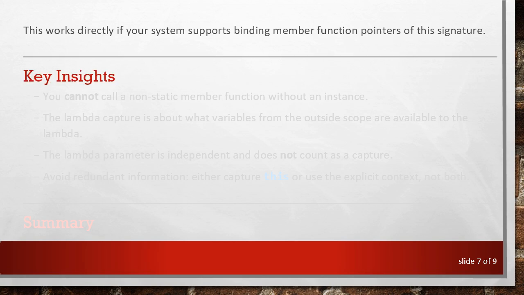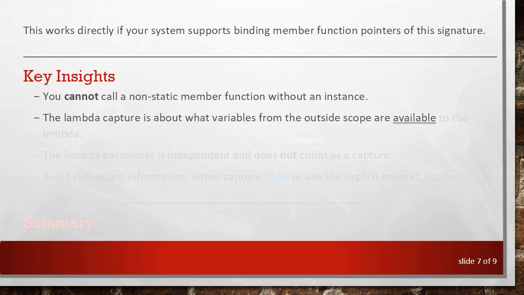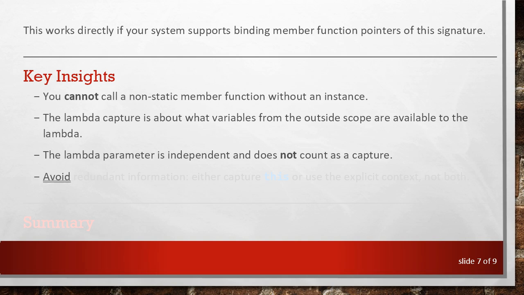Key insights. You cannot call a non-static member function without an instance. The lambda capture is about what variables from the outside scope are available to the lambda. The lambda parameter is independent and does not count as a capture. Avoid redundant information: either capture this or use the explicit context, not both.